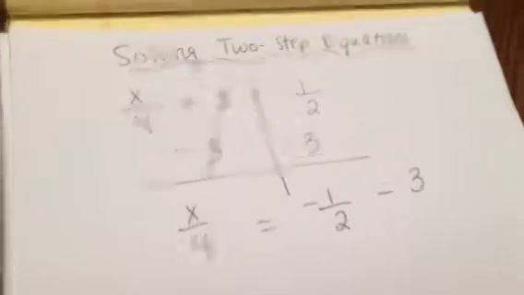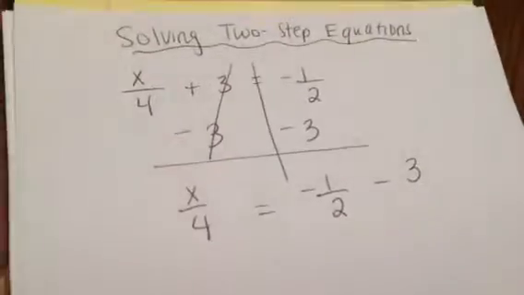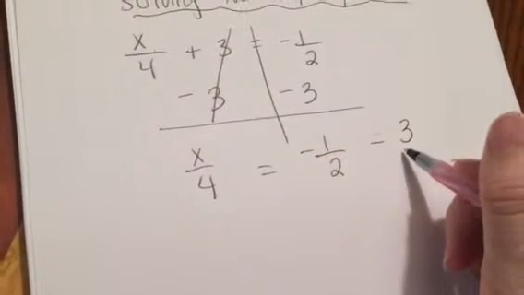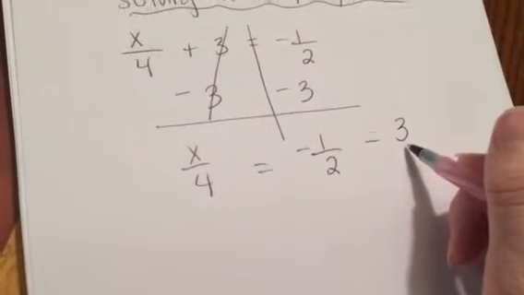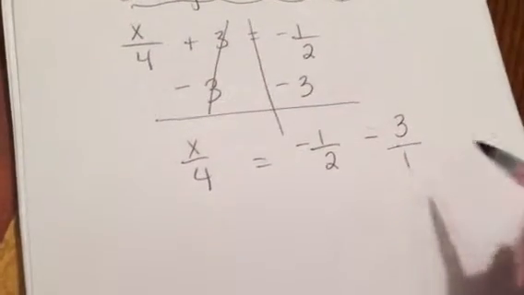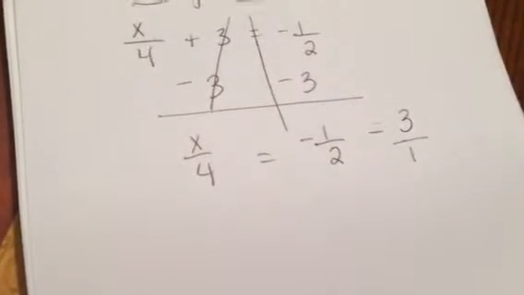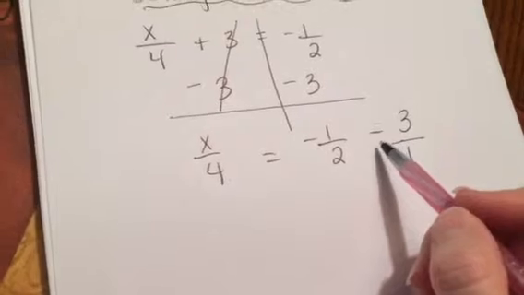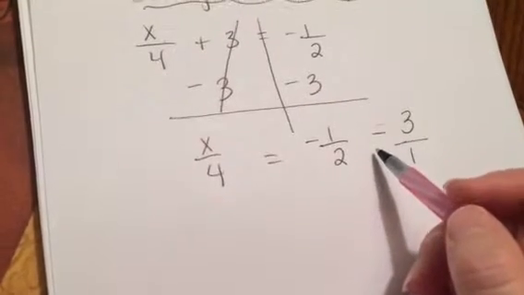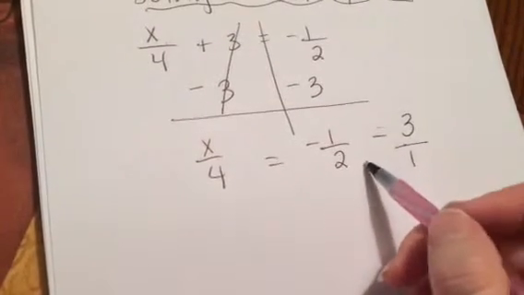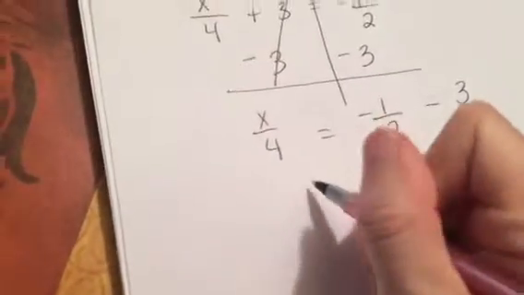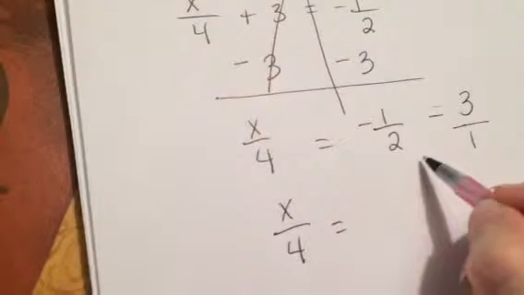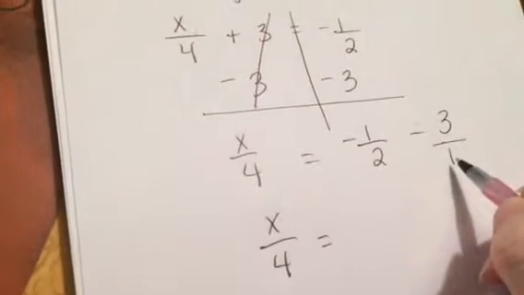Another thing, we're used to adding fractions with a denominator, right? So we have 3, which could also be written as 3 over 1. Now we have two fractions. We have a subtraction here. When we subtract fractions, we need a common denominator. So let's bring this down, keep x over 4 equals, now we need a common denominator.